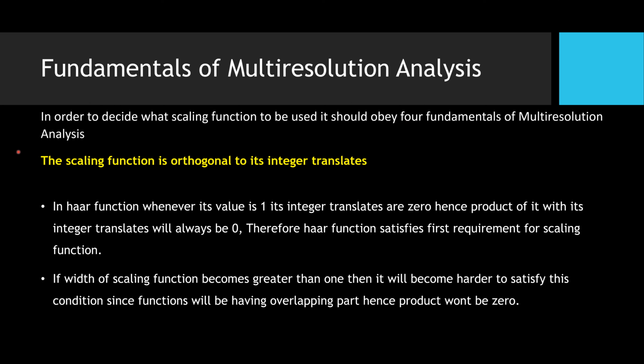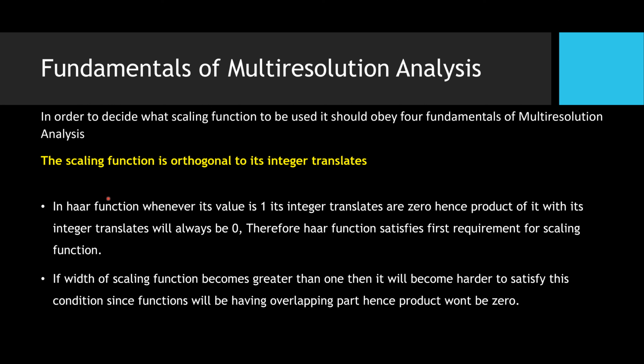So the first fundamental is that the scaling function is orthogonal to its integer translates. That is, if psi of x is a scaling function, then psi of x multiplied by psi of x minus k must be equal to 0, where k is an integer translate. So we can prove this by taking an example of the Haar function. So for the Haar function, wherever its value is 1, its integer translates are 0. Hence, the product of it with its integer translate will always be 0. Therefore, the Haar function satisfies the first requirement for the scaling function.